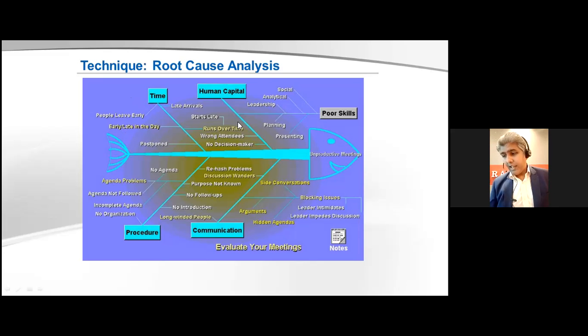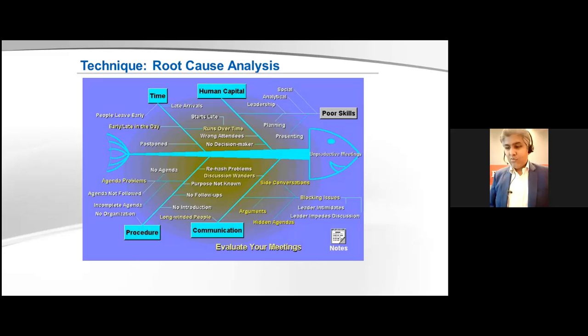Something related to people, like wrong people are attending the meeting. No decision maker is in the meeting. Now it sounds familiar, right? Then procedure issues, no agenda. The agenda is having a problem, wrong agenda, or no agenda. The agenda is not followed, which is again a problem, or an incomplete agenda, or the agenda is there but it's not chronologically ordered or organized. There could be no follow-ups, right?